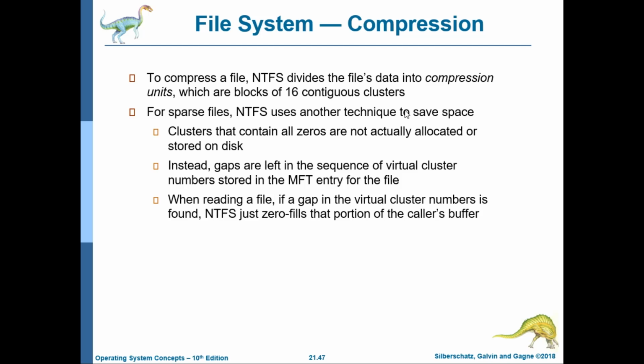Okay, next we have compression for the file system. To compress a file, NTFS divides the file's data into compression units, which are blocks of 16 contiguous clusters. For sparse files, NTFS uses another technique to save space. Clusters that contain all zeros are not actually allocated or stored on disk. Instead, gaps are left in the sequence of virtual cluster numbers stored in the MFT entry for the file. Then when reading a file, if a gap in the virtual cluster numbers is found, NTFS just zero fills that portion of the caller's buffer.